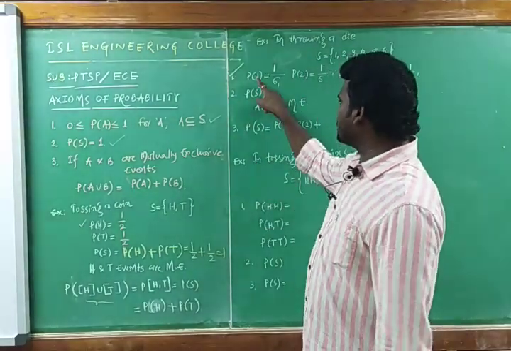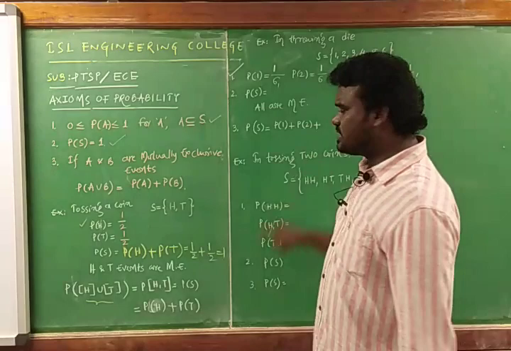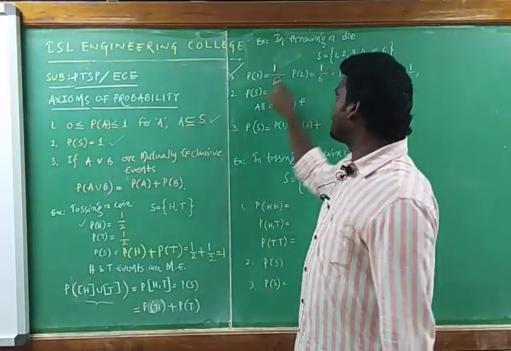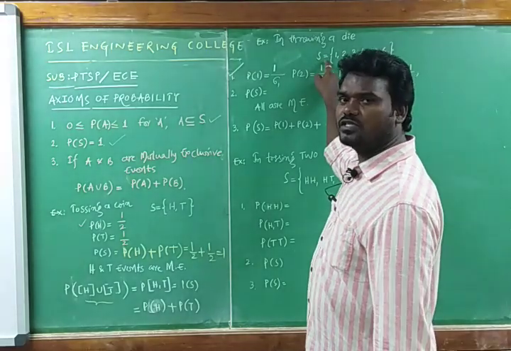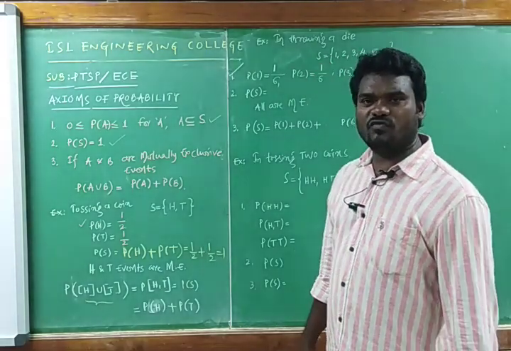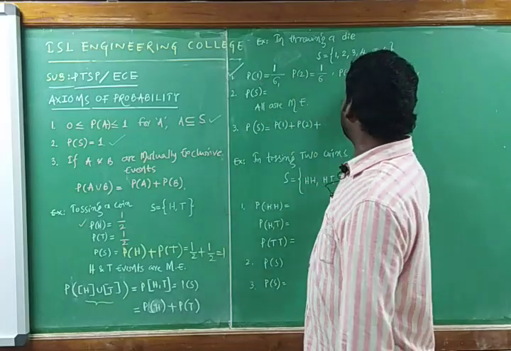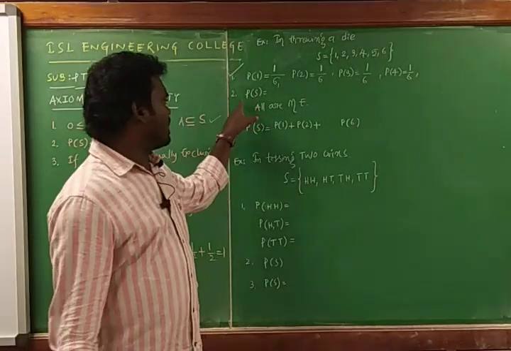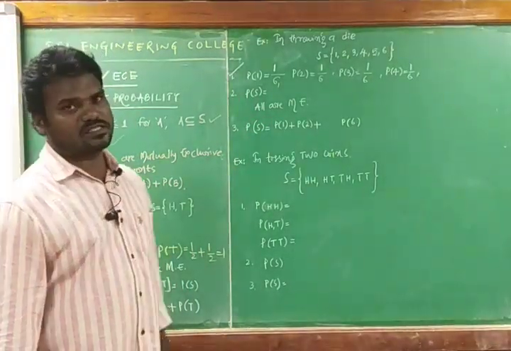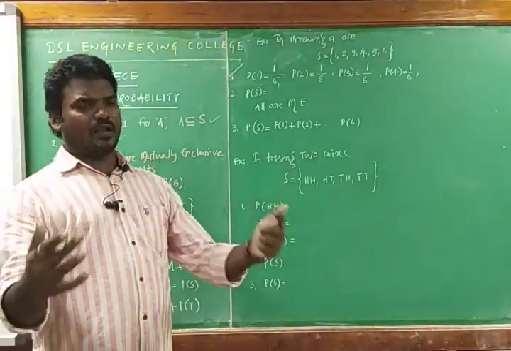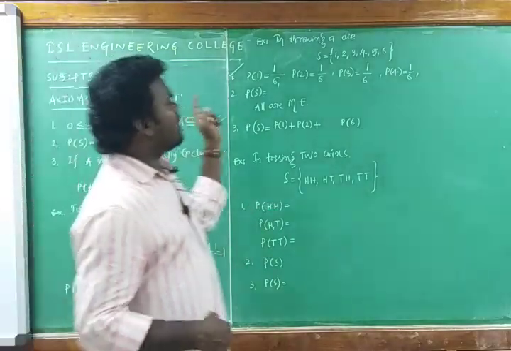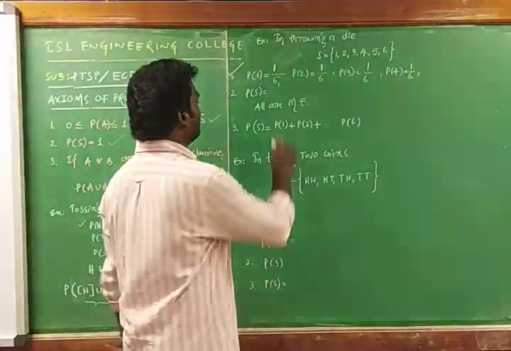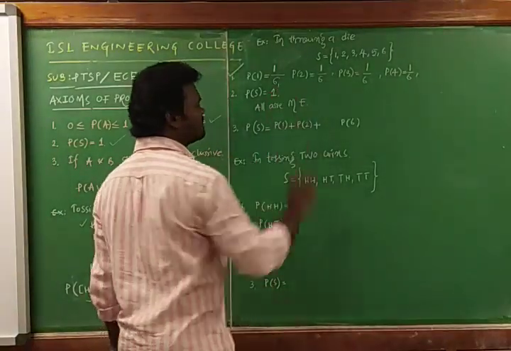And all the events 1, 2, 3, 4, 5, 6 are subsets of the sample space. The sample space is a set which has 1, 2, 3, 4, 5, 6, so these events are subsets of the sample space. Coming to the total, the probability of the sample space: the sample space is nothing but the total number of possible outcomes. The possible outcomes are 6, and the total number of possible outcomes we can achieve only one time, so the probability of S is equal to 1.